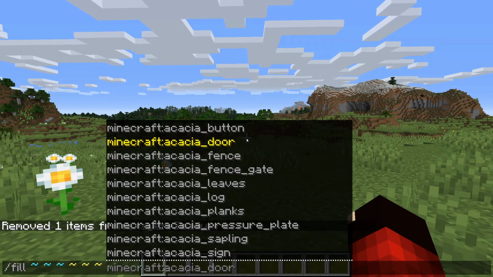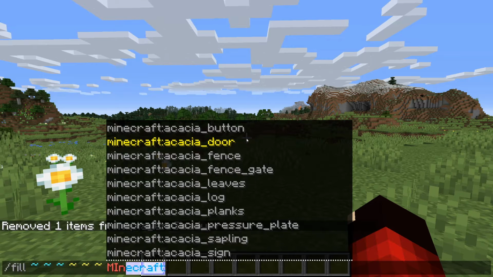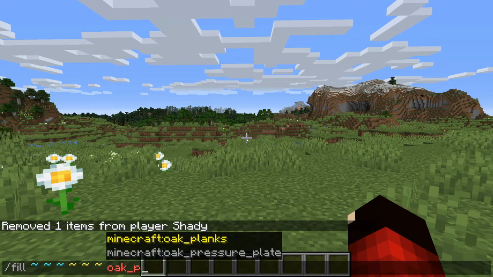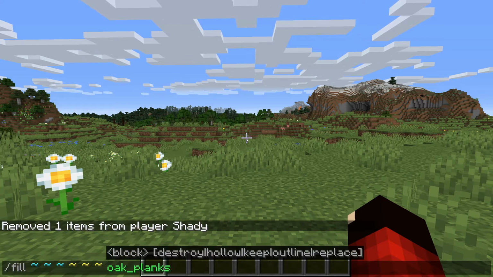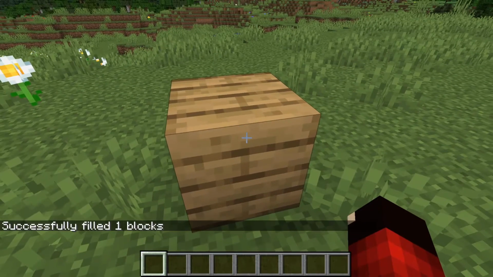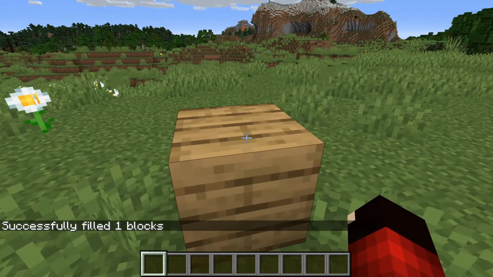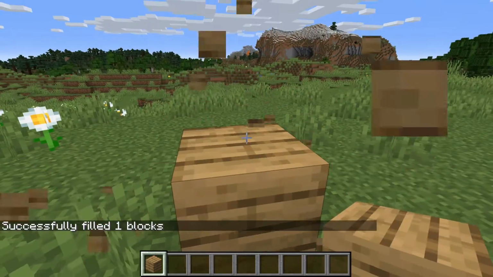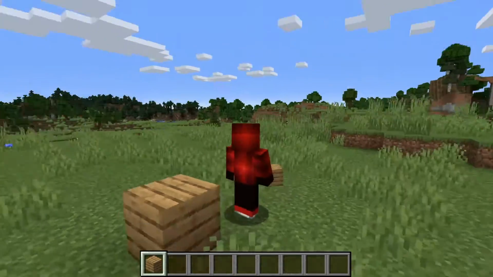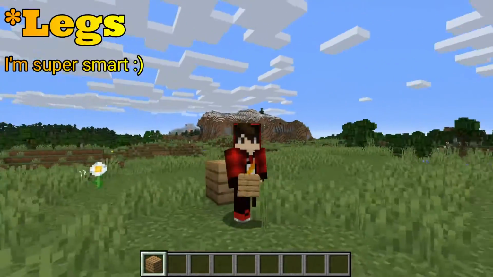Now you see how it says minecraft colon? Well, you don't actually have to type that. You can just type in oak planks, oak underscore planks. Wherever there is a space, you have to put an underscore. So if I do this, it will replace the block that I am currently in. Now, boom. You might be wondering, oh my god, how come it didn't do 2 blocks like this? Well, that's because you as a player are just 1 block tall. Minecraft renders you as just 1 block tall. So basically your torso, that's it.